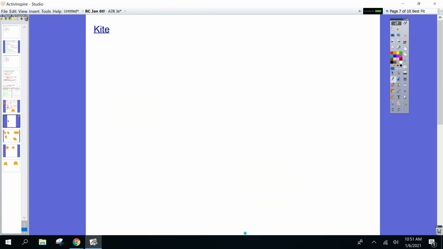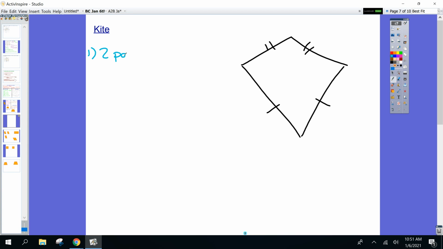All right, here it is. Let's finish it off with the good old kite. As we know, kite, I just put the first property on there with the markings. Two pairs of consecutive sides are congruent. Spell that correctly too.